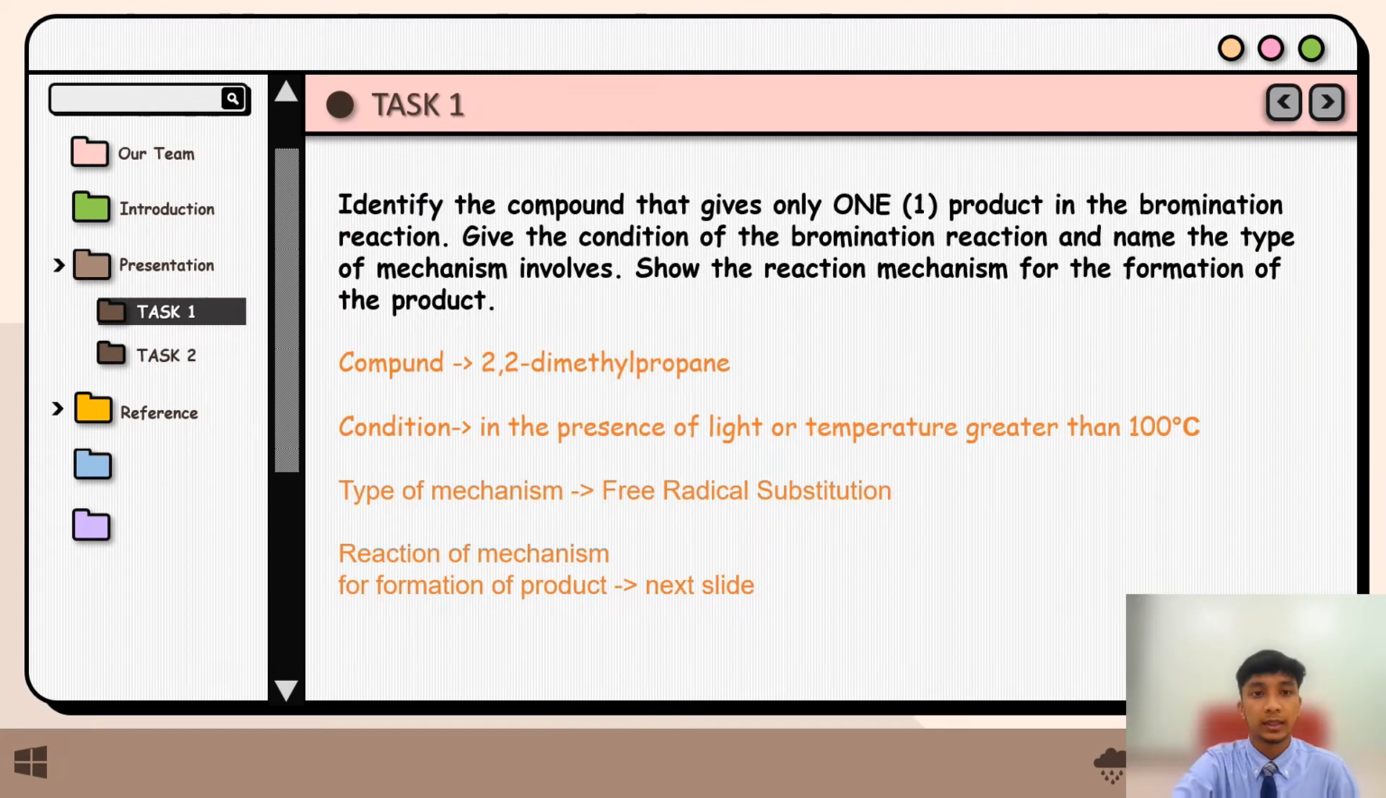So task one, next question. Identify the compound that gives only one product of halogenation. Give the condition of the halogenation reaction and the name of the type involved. Show the reaction mechanism for the formation of the product.